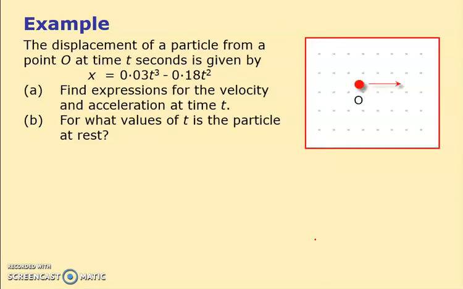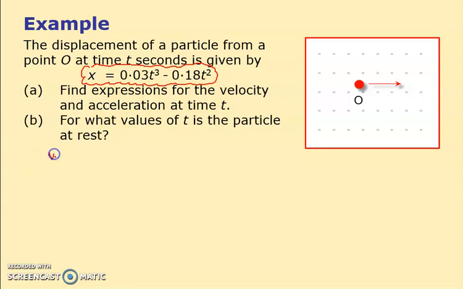Question now. The displacement of a particle is given from a point which we've called the origin, O. To be honest, it doesn't really matter, but you think of O as being the starting position, the original point. So it's given by this equation, x equals 0.03 t cubed minus 0.18 t squared. Find expressions for the velocity and acceleration.